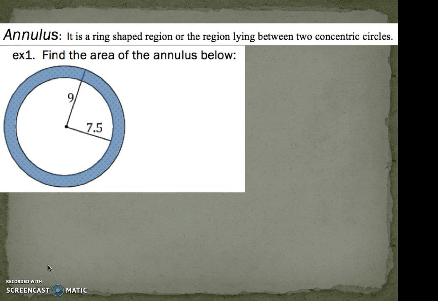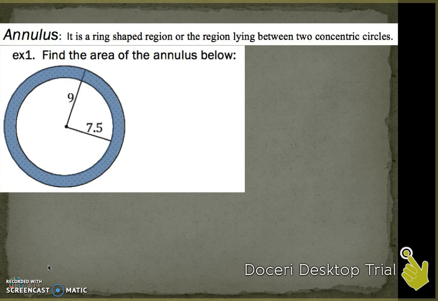The next thing here is called an annulus, and it's a ring-shaped region or the region lying between two concentric circles. So you've done problems like this already where you have to find the shaded area. To do this, you would have to find the area of the outside circle, find the area of the inside circle, and subtract them. So since you've done that before, I'd like you to pause this and do that right now.